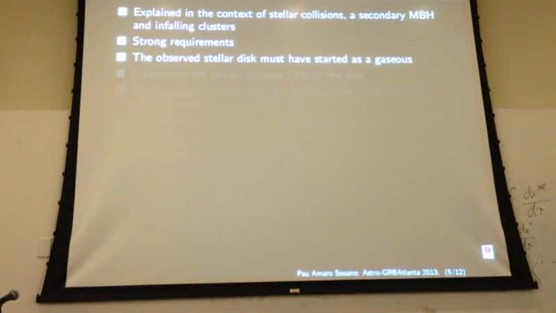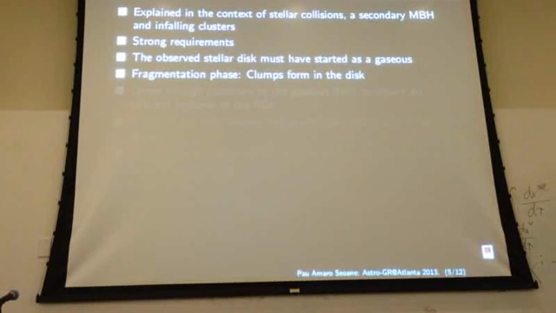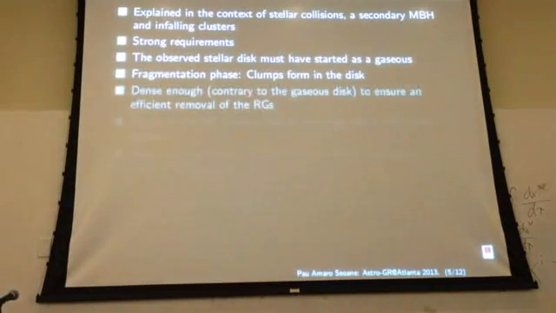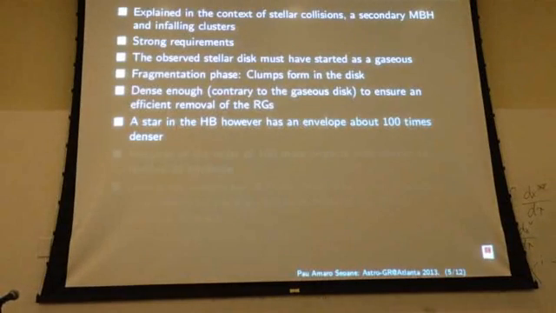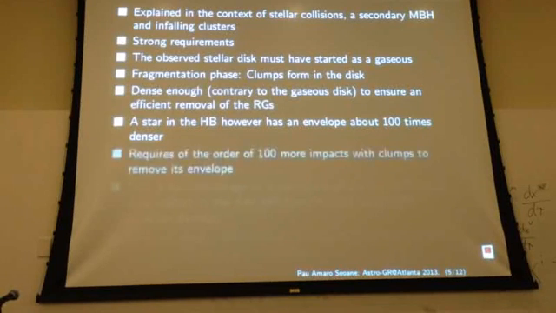Now, the point that Xian made, and Melvin was also making, is that the stellar disk that we observe in our galactic center must have been gaseous at some point in its past. And if you want to form stars, you have to fragment that gaseous disk. And unavoidably, you will be forming perhaps regions of overdensity with densities much higher than you expect from a homogeneous gaseous disk. Now, these are dense enough, contrary to that homogeneous gaseous disk, to ensure an efficient removal of the outer envelope of the red giants. A star, nevertheless, in the horizontal branch has an envelope which is about 100 times denser than a red giant, so that you require of the order of, I'm missing the context here, sorry, I didn't explain.